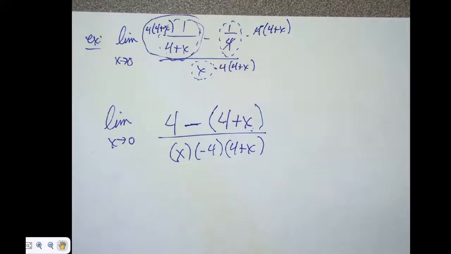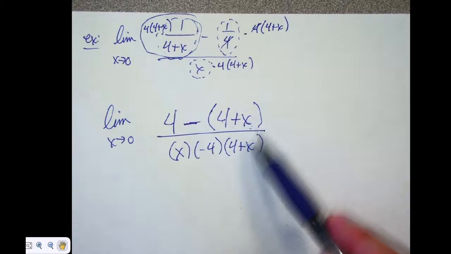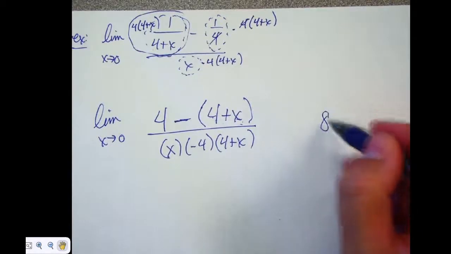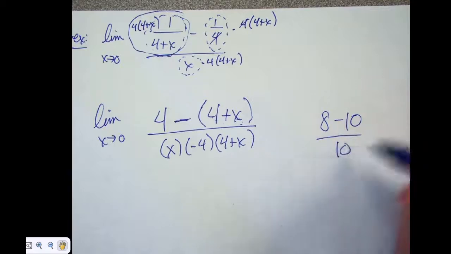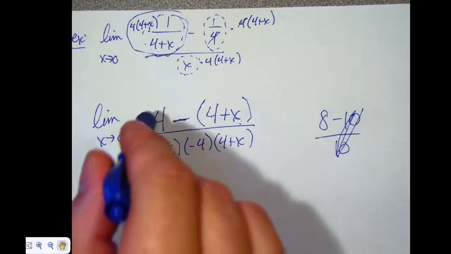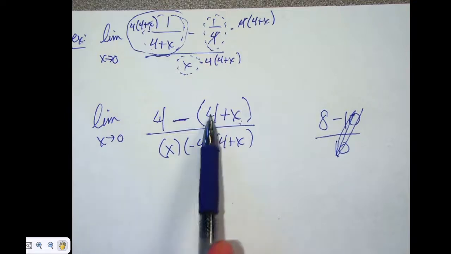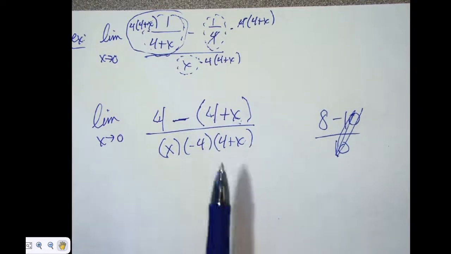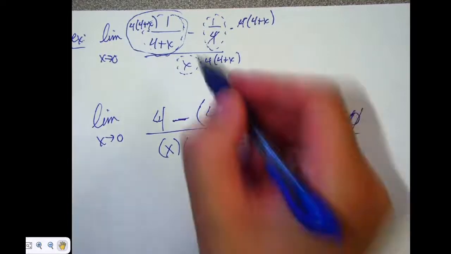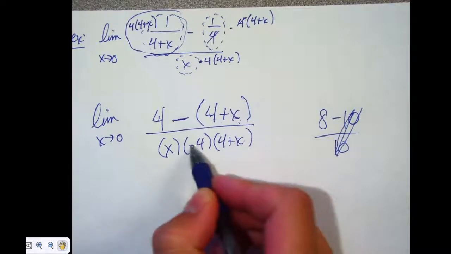Now I can see a situation where people would try to cancel these. Anybody try to cancel those? Let me ask you this. Would 8 minus 10 over 10, could I cancel the 10s and be like, okay, the answer is 8? No. So unless you're canceling from every single term in the problem, so there's still 3 terms. 1, 2, 3. You can only cancel if you're canceling from all three terms. Thank you.